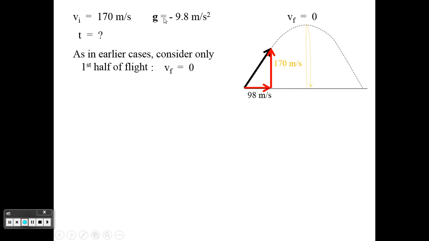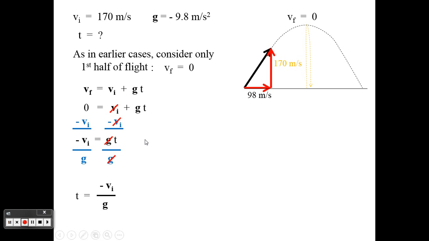Then, using these quantities, we can use v sub f is equal to v sub i plus gt, and we have to solve this for t. I'm going to put the 0 in. Now I want to isolate the t. I have to get rid of the v sub i, so I'm going to subtract it. Then divide out the g. So the time is equal to negative v sub i over g.